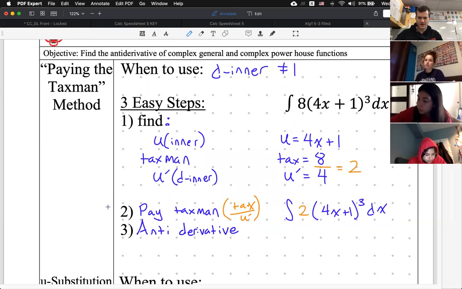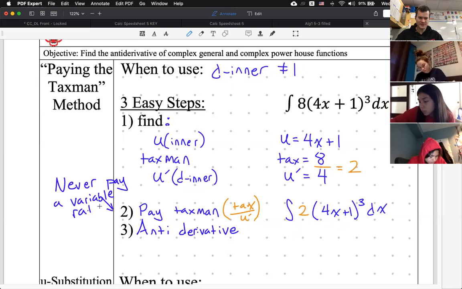And I said it out loud, but I should write it down as well for this step 2, that you should never pay a variable rate. And I believe in the homework tonight, it might be tomorrow night, I have 2 problems at the very end where I ask, look, taxman fails because you pay a variable rate. What's going on? And there is a way to solve those types of problems too. But let's go ahead and do this one.